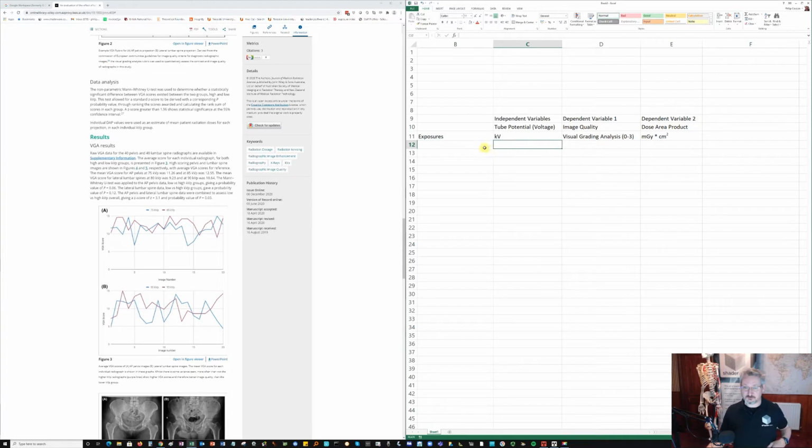So the exposure 1, the lowest is 75 kV, isn't it? So exposure 1 is going to be 75. And then exposure 2 is going to be at 80.